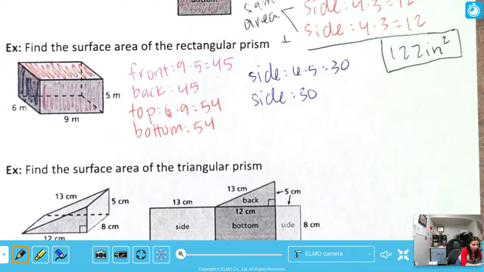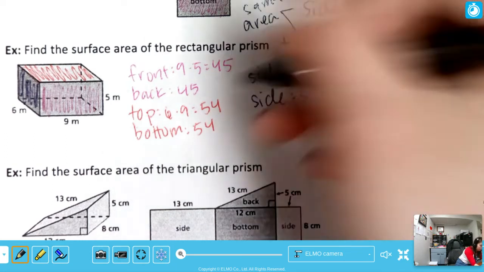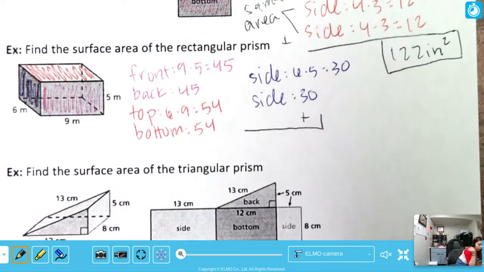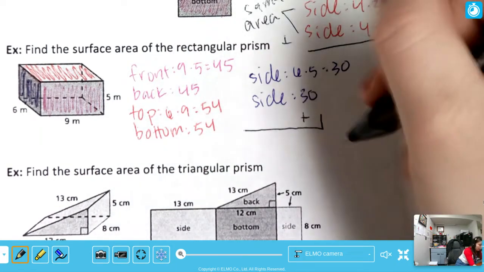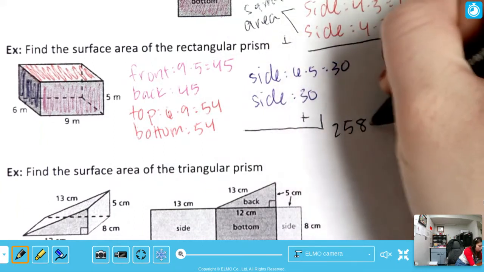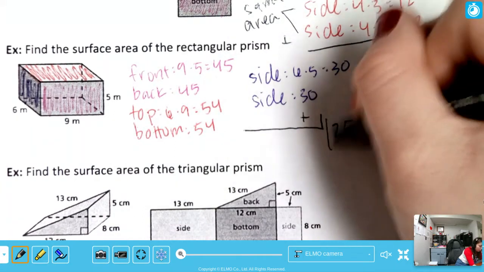So I have all my areas: front, back the same, top, bottom the same, side, side the same. To get the surface area, I now need to find the sum of all of these. I need to add them all together. So I'm just going to put a little plus so I know I'm adding them all together. And I would get 258. Don't forget to label it with your units squared, meters squared.